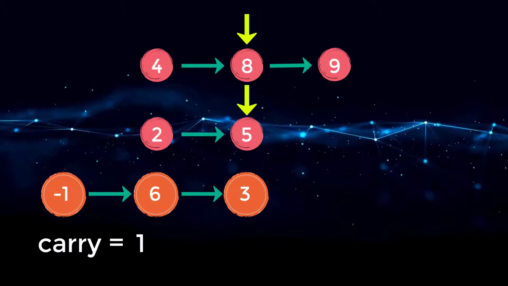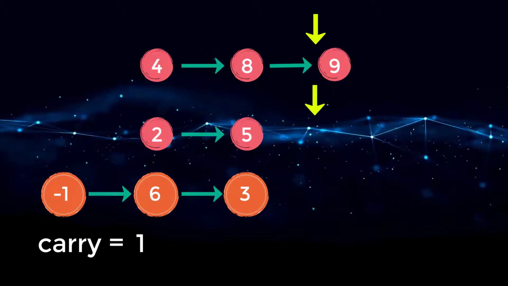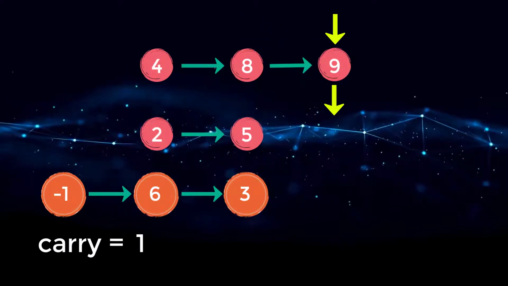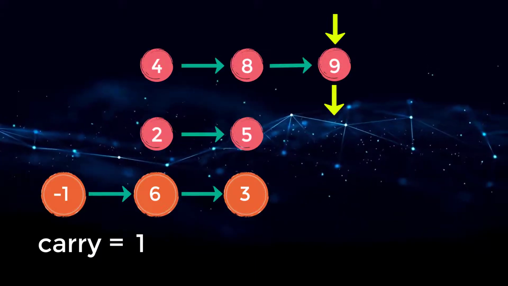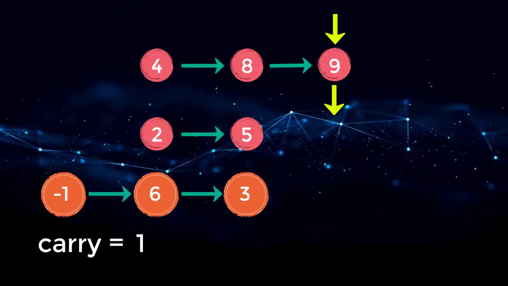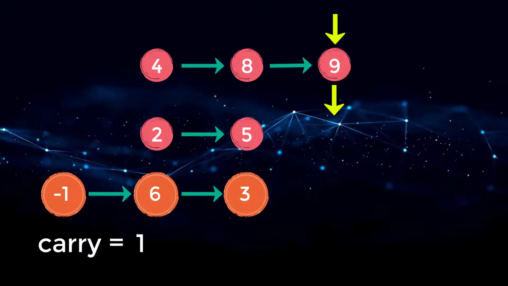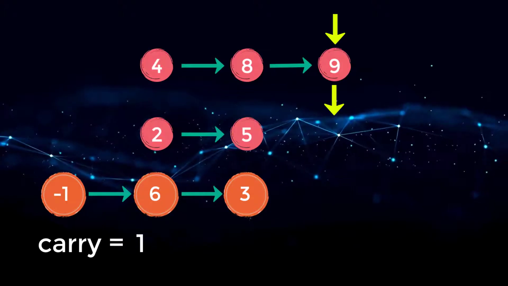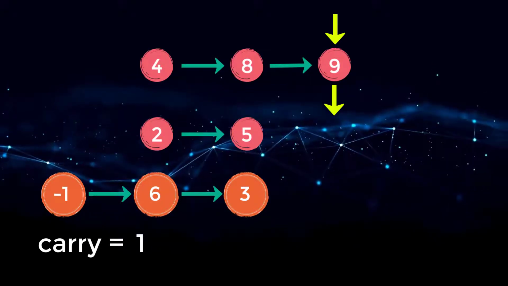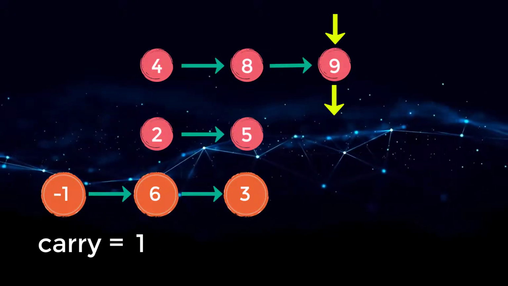Then we're going to move both pointers forward again, but now the list 2 pointer is pointing at null. So we're just going to ignore that pointer. Our list 1 pointer is still looking at a number 9. So we're going to do 9 + 1, which is our carry, which equals 10. Once again, since the value we computed is greater than 9, that means we will have another carry.